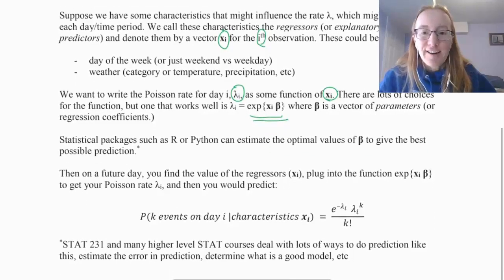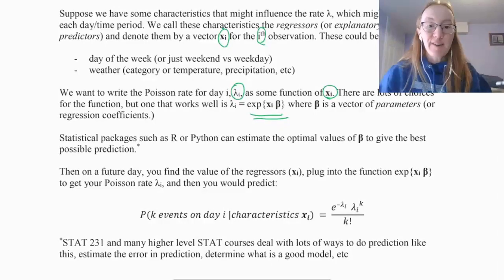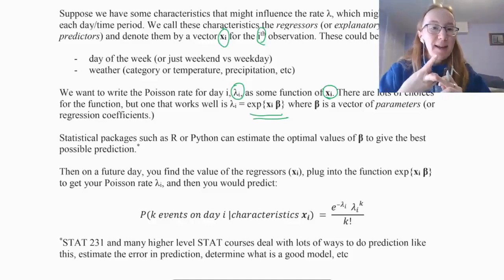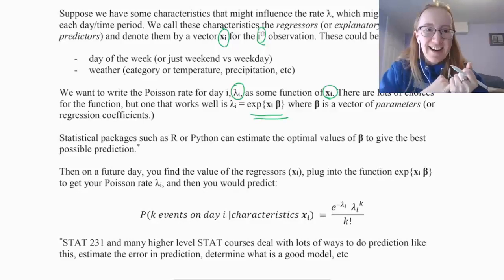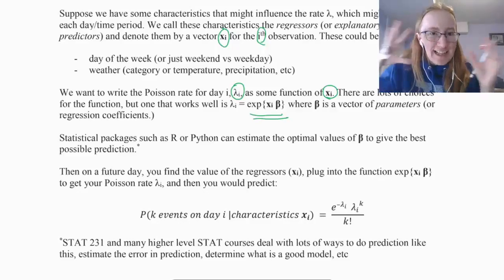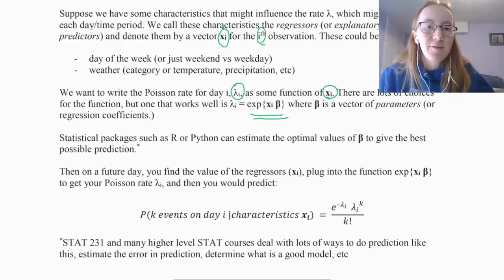I put a little star here at the bottom: Stat 231 and many higher level stat courses deal with tons of ways to do prediction like this. So you could do maximum likelihood prediction, method of least squares, method of moments estimation, or Markov chain Monte Carlo methods. There are a lot of different ways to get at what we think is the best possible values for these betas. But once you have them, that's what you then use to make your prediction.